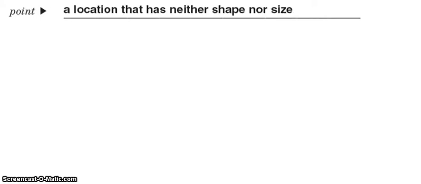Next term, point. It's a location that has neither shape nor size. Now, point and the other two terms are going to be undefined terms. The example that you're going to put in your notes will be this. Let's call that A. This will be point A. The notation of this will just be capital letter A. A point will always be capitalized.